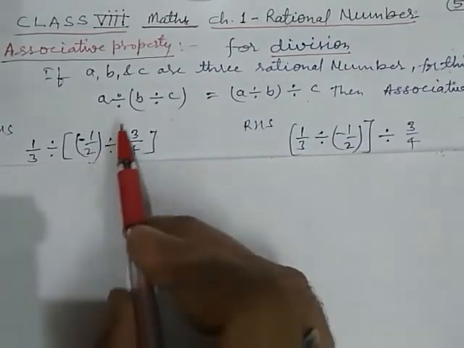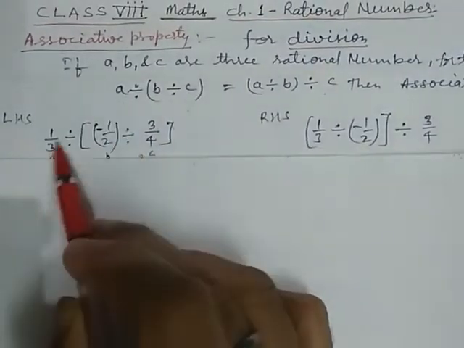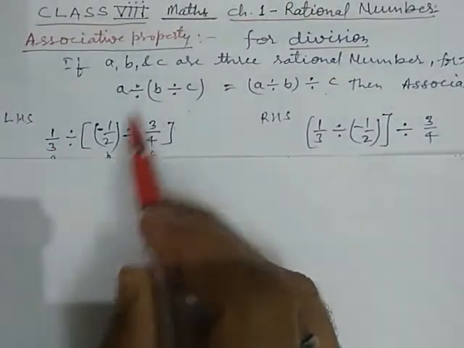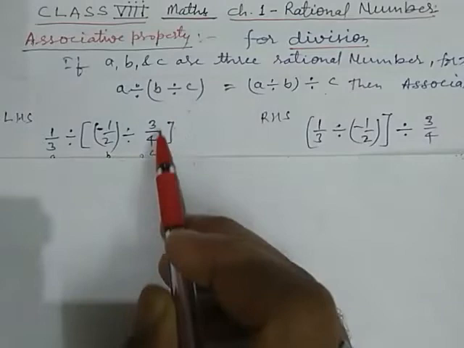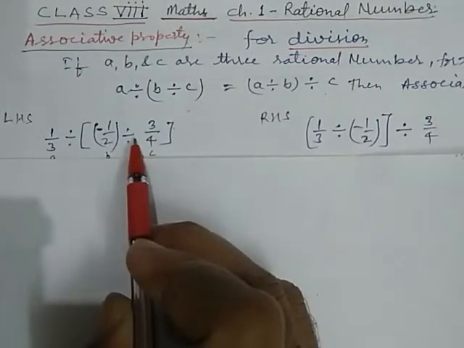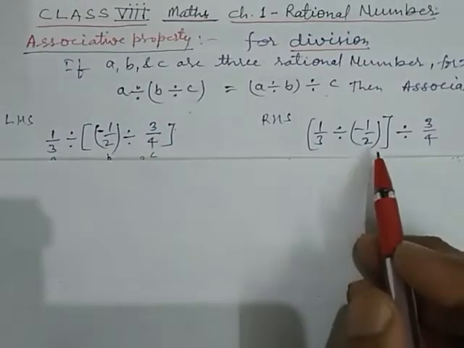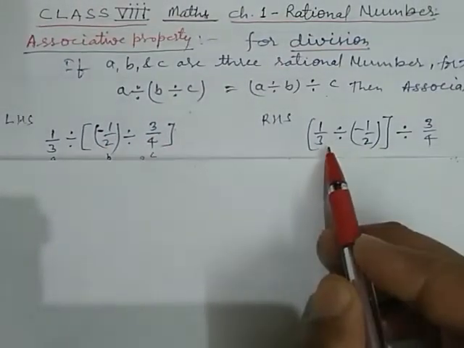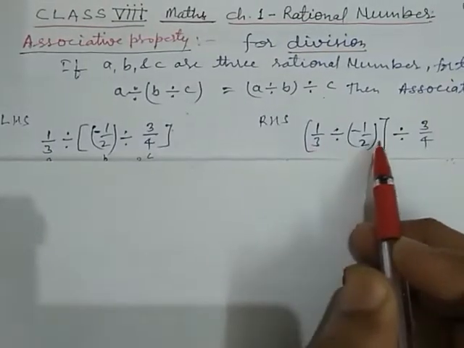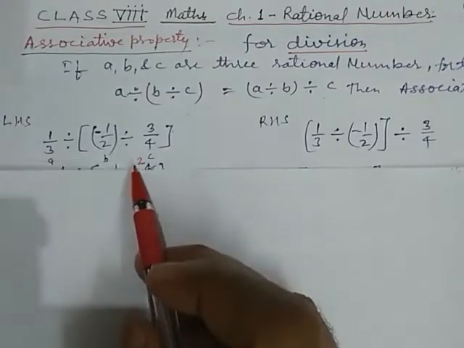So here we take three numbers: A equal to 1 by 3, B equal to minus half and C equal to 3 by 4. On the left hand side we first associate minus half and 3 by 4, and on the right hand side we first associate 1 by 3 and minus half, and calculate the values.